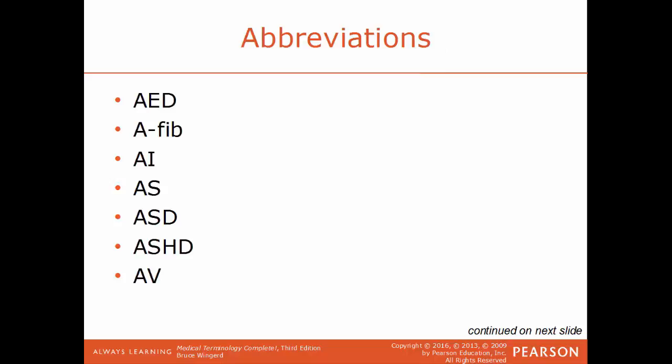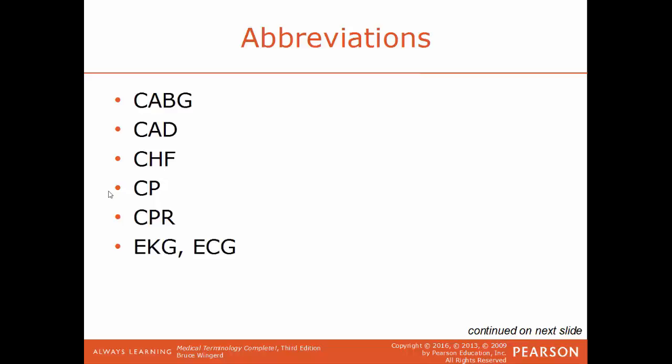All right, now we'll go over some common abbreviations that you'll find with the cardiovascular system. The first one, AED, automated external defibrillator. AFib, atrial fibrillation, the fibrillation within the atrium or atria of the heart. AI, aortic insufficiency. AS, usually a reference to aortic stenosis. ASD, atrial septal defect. ASHD, atriosclerotic heart disease. And AV, atrioventricular. CABG, coronary artery bypass graft.